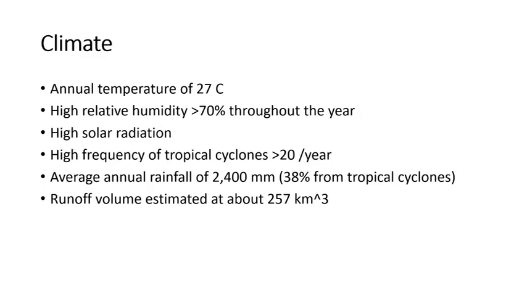Also high frequency of tropical cyclones, approximately 22 to 24 per year. We also have a relatively high annual rainfall of 2,400 millimeters per year. But do note that 38% of that rainfall is coming from tropical cyclones, which is quite difficult to harness. And then we also have a runoff volume estimated to be around 257 cubic kilometers.